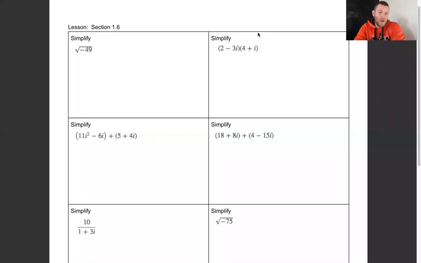Okay, so we're going to talk about imaginary numbers here a little bit. Again, this is section 1.6. Okay, so some of the basics that you need to know on this section.